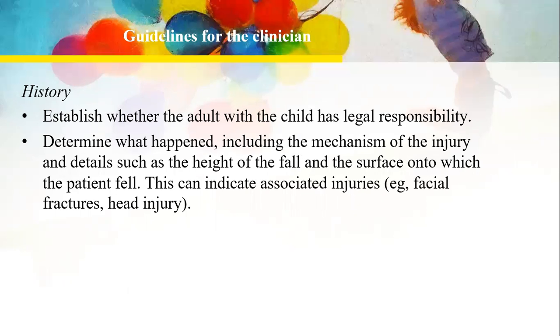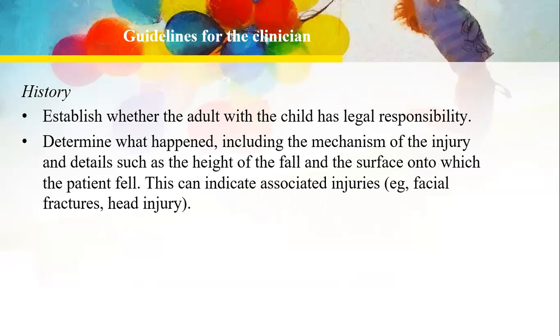Now, guidelines for the clinician. For a clinician, history is very important. Once the patient reaches the clinic or a hospital setup, if the patient is a child, we have to establish whether the adult accompanying the child has legal responsibility, and to see whether the child has undergone any child abuse or medico-legal trauma.